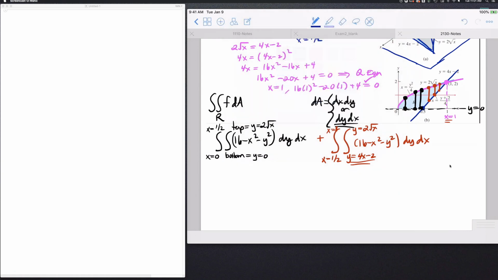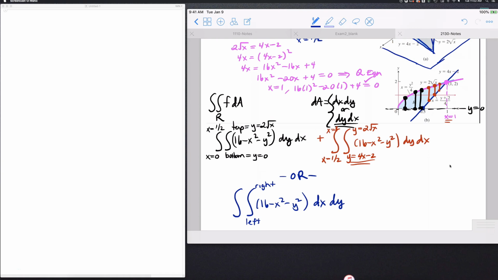Well, the convenient thing about being able to switch the order of integration is that you can do this as a dx dy problem. We still have the surface function that we're trying to find the volume under, and then we would want to do the dx dy ordering. Now we need to turn this into a left-right problem.